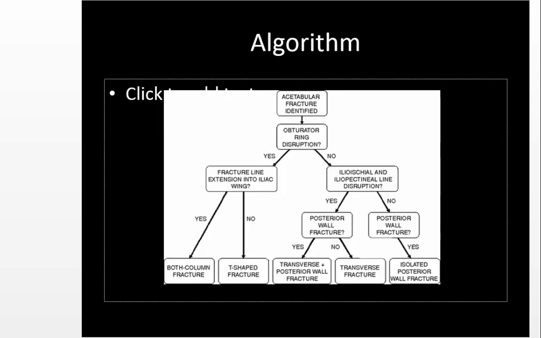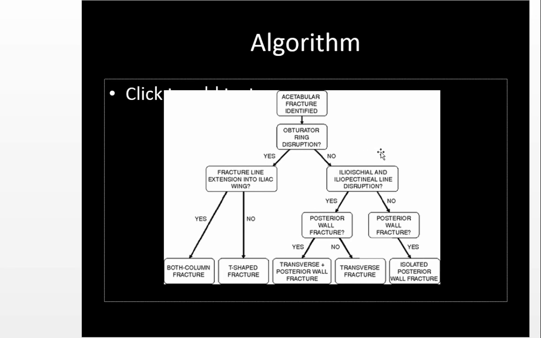So I want to briefly discuss an algorithm that I borrowed from some of the authors in AJR, who I'll cite at the end of this lecture. And this is a beautiful algorithm describing exactly how we evaluate acetabular fractures. The first thing you're going to do, and we're going to come back to this algorithm over and over again throughout this lecture, is identify: is there an acetabular fracture? There has to be an acetabular fracture for you to use this algorithm.